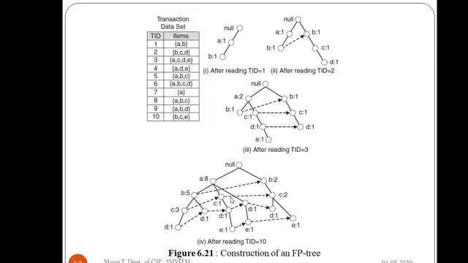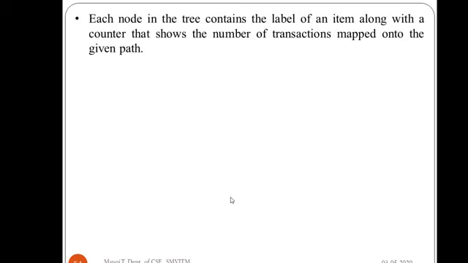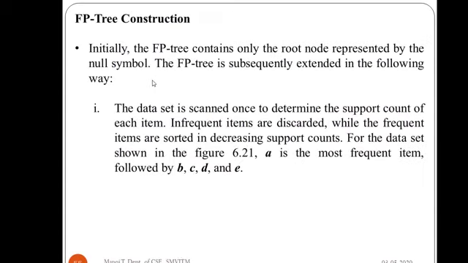So let us see with an example how it is constructed. Each node in the tree contains the label of the item along with a counter that shows the number of transactions mapped to the given path. Here they have given 10 transactions, and 3 snapshots are given after reading the first, second and third transaction. What will be the structure of the FP tree? So let us go one by one.